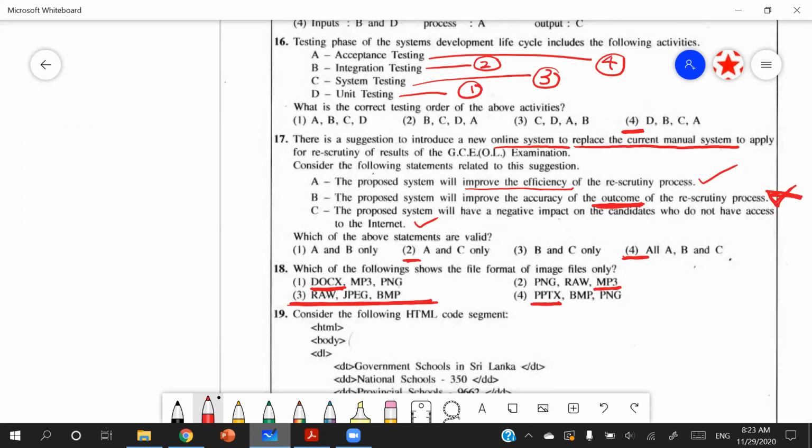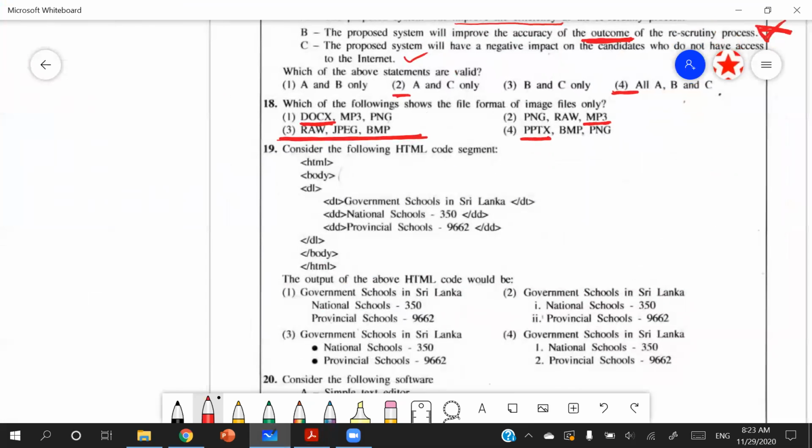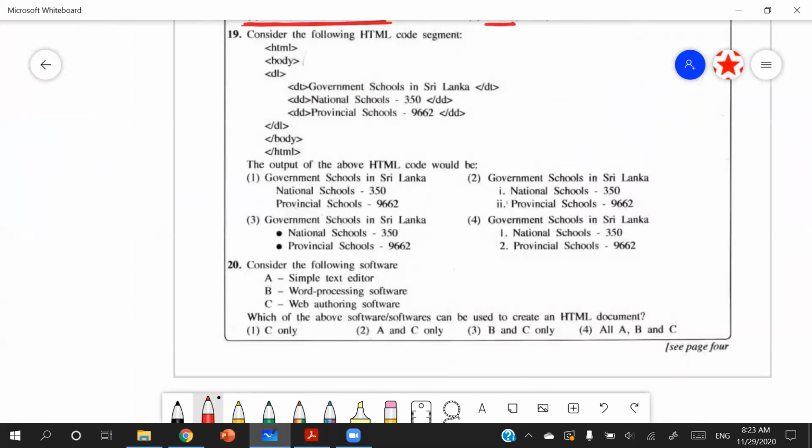In 20th, consider the following software: a simple text editor, word processing software, web authoring software. Which of the above software or softwares can be used to create an HTML document? You can use all.